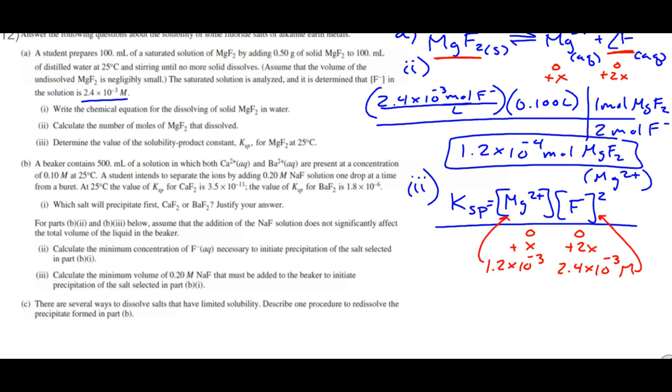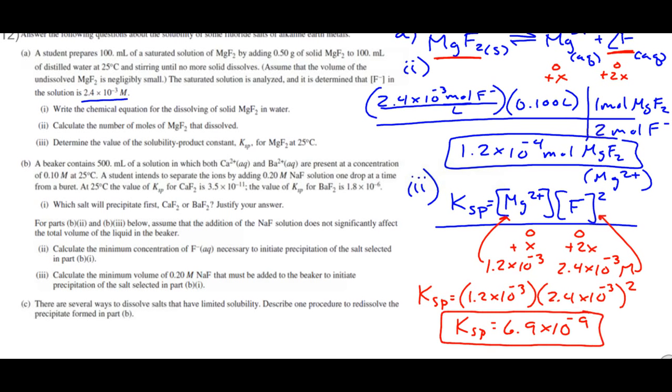So now I need to plug those into my equilibrium expression. And I'll get 6.9 times 10 to the negative ninth.